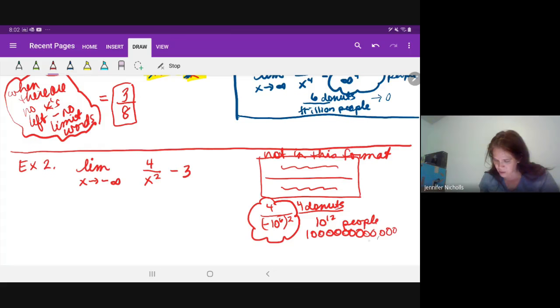I don't even know if that's a word. Okay, so this is a trillion, 1,000 trillion. I think that's it. So I don't know what 1,000 trillions are. But anyway, so we have a whole bunch of people. How many donuts? That limit is 0.